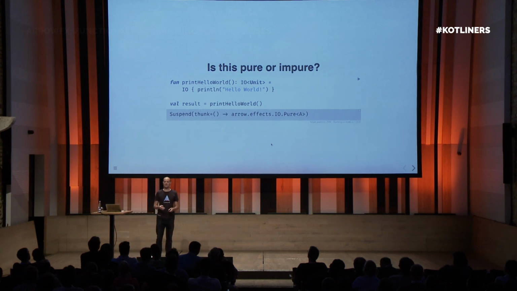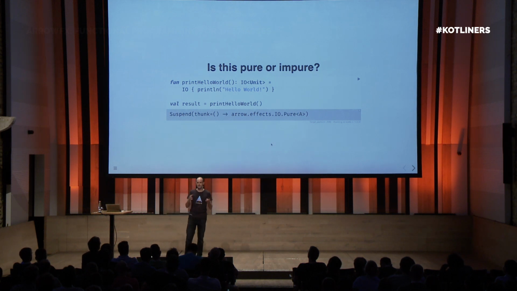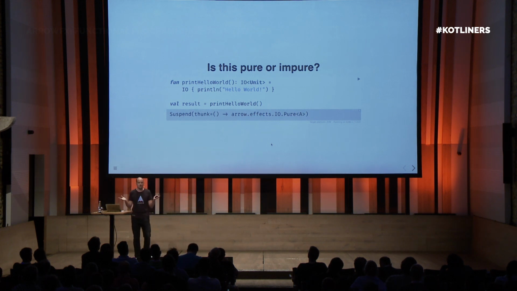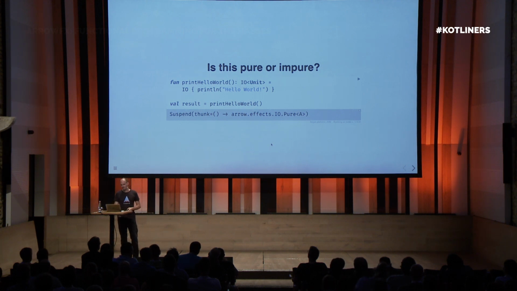Suspend is just one implementation for IO. IO is a sealed class, it's modeled as a sealed class in Arrow. So it's one of its possible implementations and means that it's still waiting for us to run the actual lambda, which is the thunk inside, right? So we keep control over when to run this.